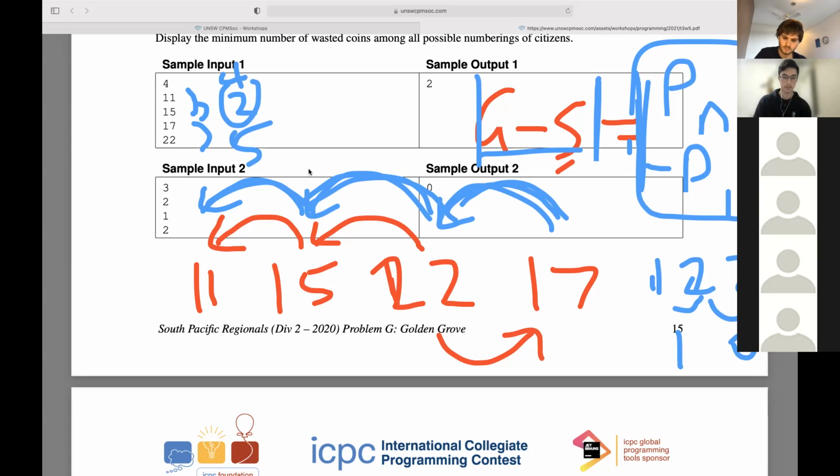So in summary for this problem, feel free to ask questions at this point, but in summary, we reduce the problem to finding the smallest difference between any two numbers in the array. And to find that number, we sort the array and find the smallest difference between any two adjacent elements.